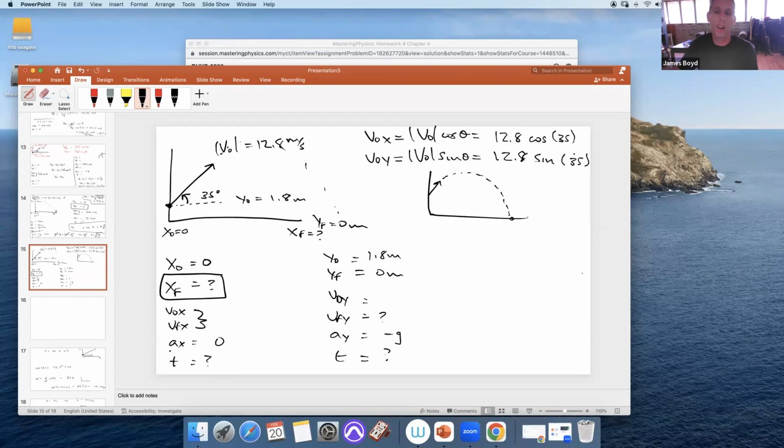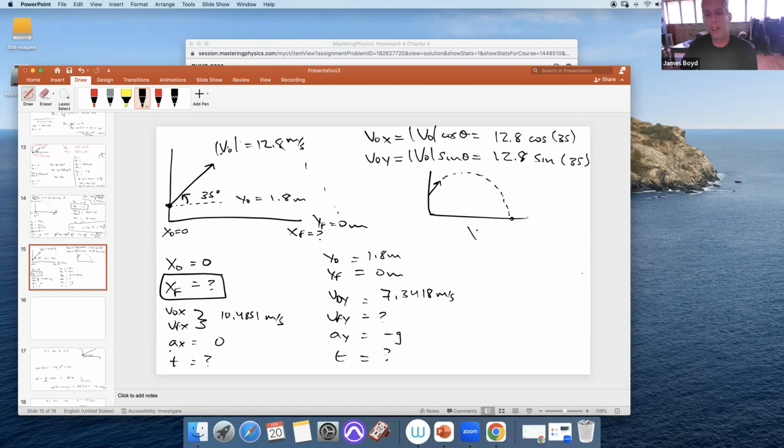And I can get those numbers and plug them in here. So 12.8 sine of 35 is 7.341. I would advise, don't start getting rid of digits right away. It might round you weird. And 12.8 cosine of 35 is 10.4851. So around there. All right, now we know these things.